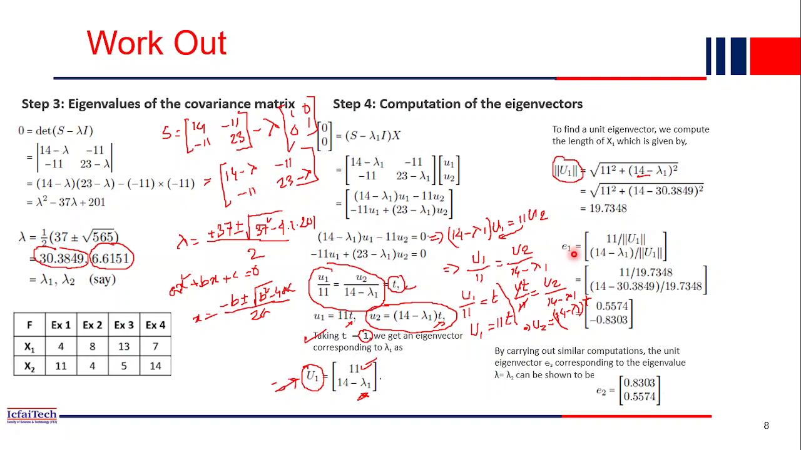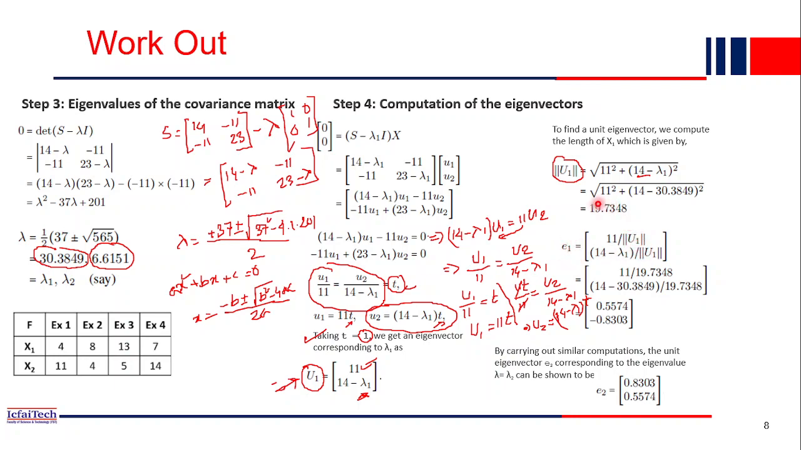So now our E1 is what? E1 is the first principal component, small e1, equal to this 11 divided by the length you got. So exactly same thing we have done during this video also. So E1 equal to 11 by length. So 11 by length is 19.73. Similarly, second one is 14 minus lambda 1 by length. So basically we are normalizing the vector with its length. So basically you get the unit vector. So this is our E1, and this E1 is called first principal component.